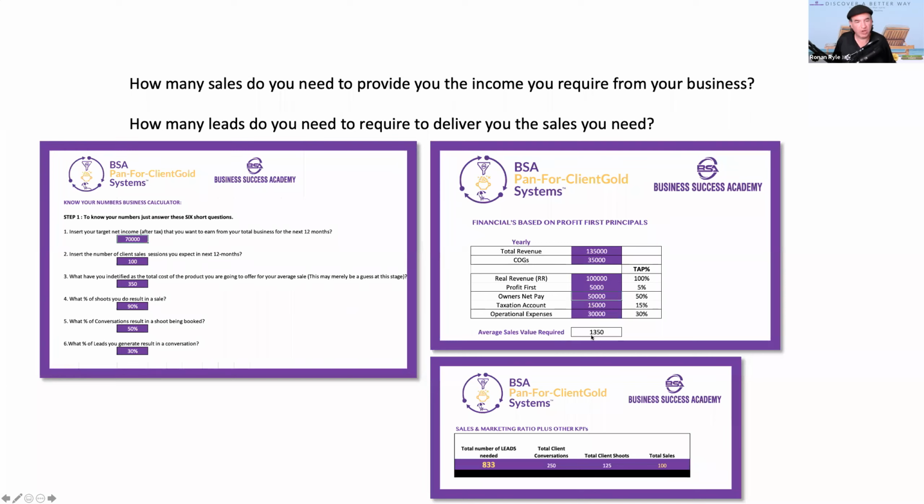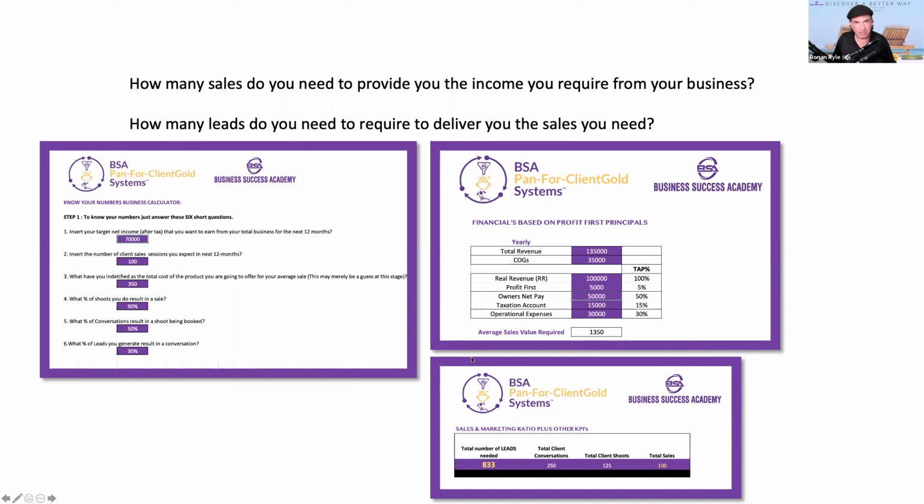So it's important to know what that number is, because I know in this case, this photographer wanted 100 sales sessions at this average to have total revenue of 135,000 and put 50,000 into their pocket on profit first principles, paying themselves 50,000 net of tax. And all these calculations can be done for you.